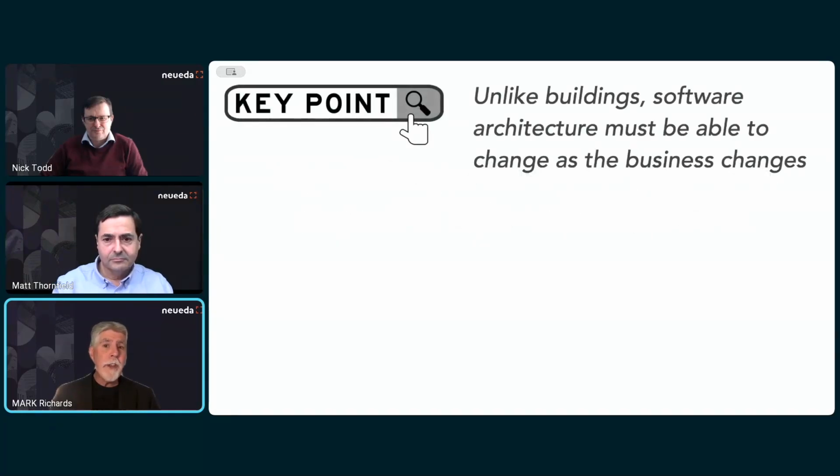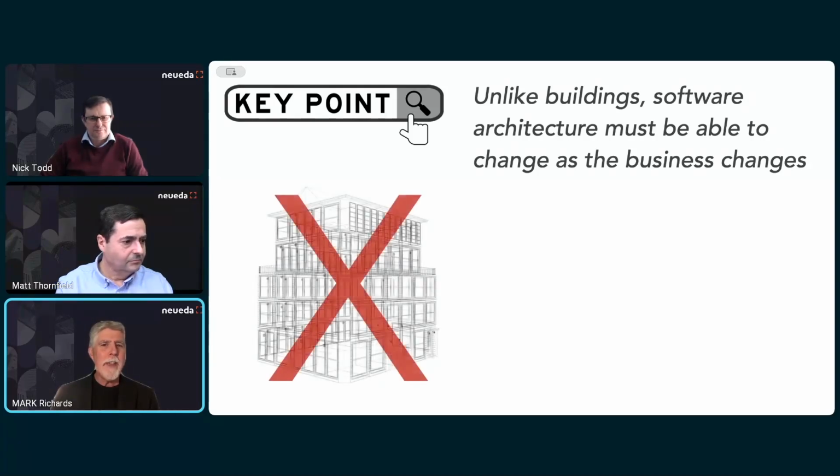And I want to make a couple of key assertions and key points here. And the first key point comes back to that metaphor about software architecture and building architecture. Because unlike buildings, software architecture must be malleable, must be flexible, because it has to change as the business changes. We can't do that easily or at all with the structure of large buildings.